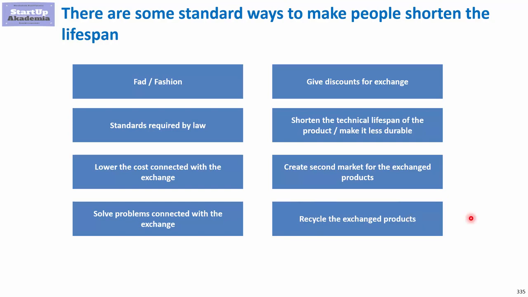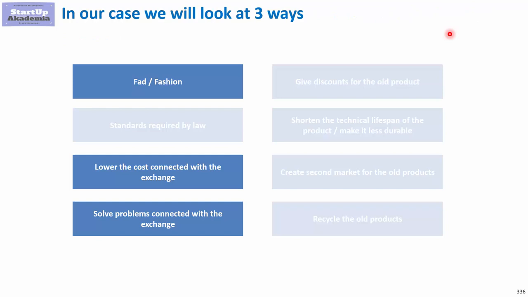So let's move on to the case study of the ceramic tiles and try to calculate it in Excel. There we will not go through all of the ways in which we can shorten the lifespan. We'll just concentrate on three of them: fad and fashion, lowering the costs connected with the exchange, and solving the problem connected with the exchange. So enjoy the calculations in Excel, and if you have any questions, please let me know.